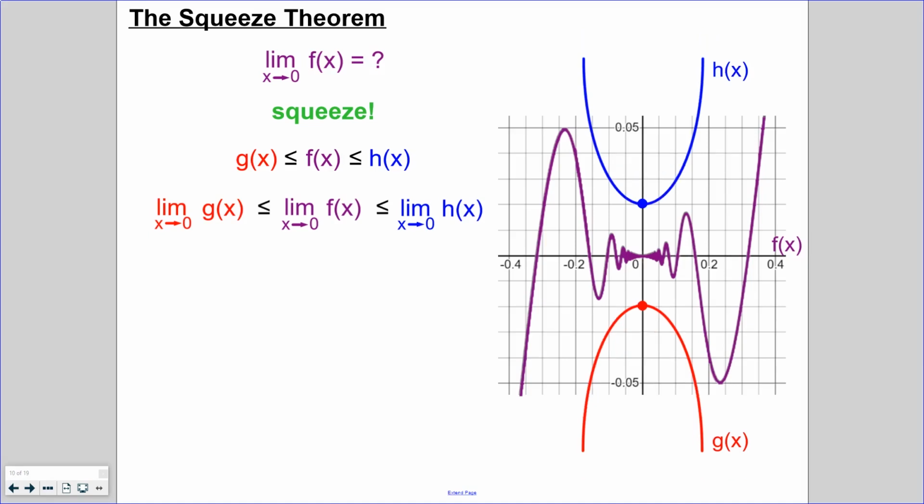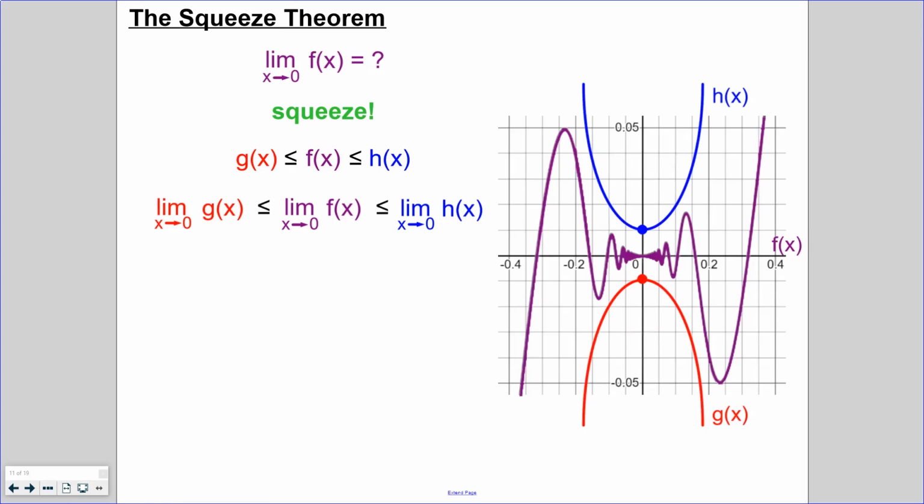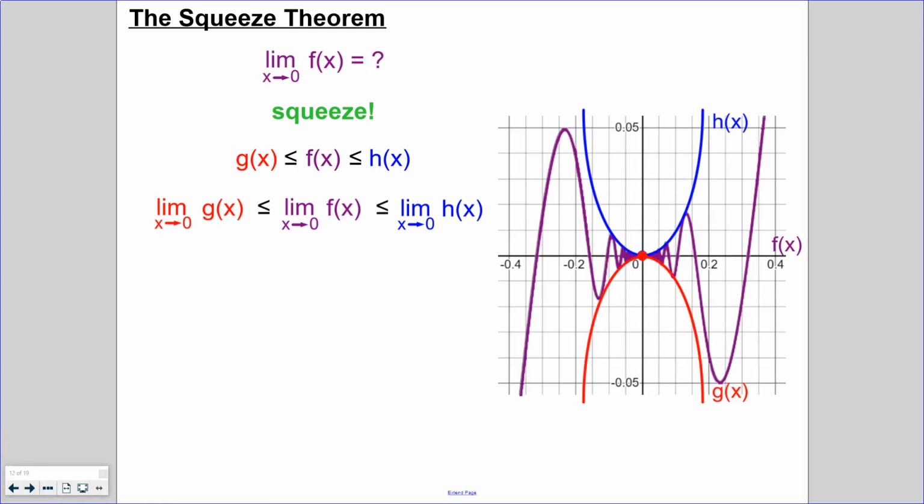We'll squeeze once and they're closer. We'll squeeze twice and they're closer. We'll squeeze a third time until they are essentially on top of each other. Now they are on top of each other, and it looks like the limit of h of x and the limit of g of x are the same thing. They are both at the height of this particular L value. So we can say that the limit of g of x as x approaches 0 is equal to L, and the limit of h of x as x approaches 0 is also equal to L. And we know that the limit of f of x is trapped in between.